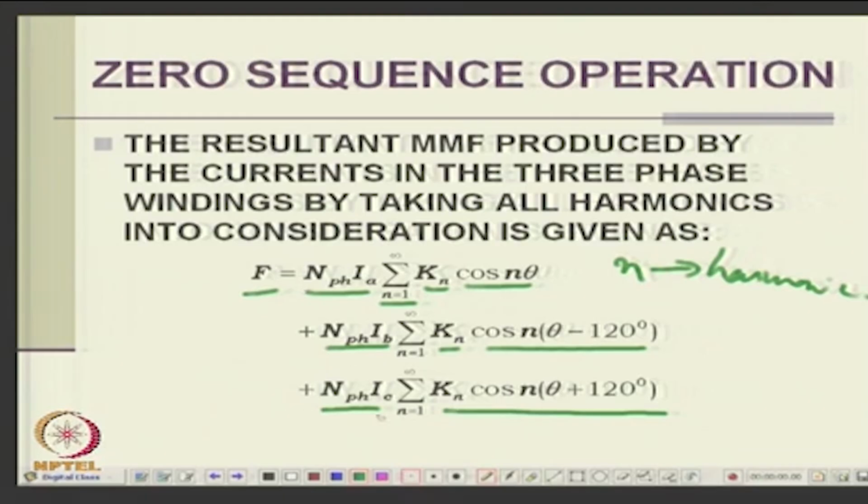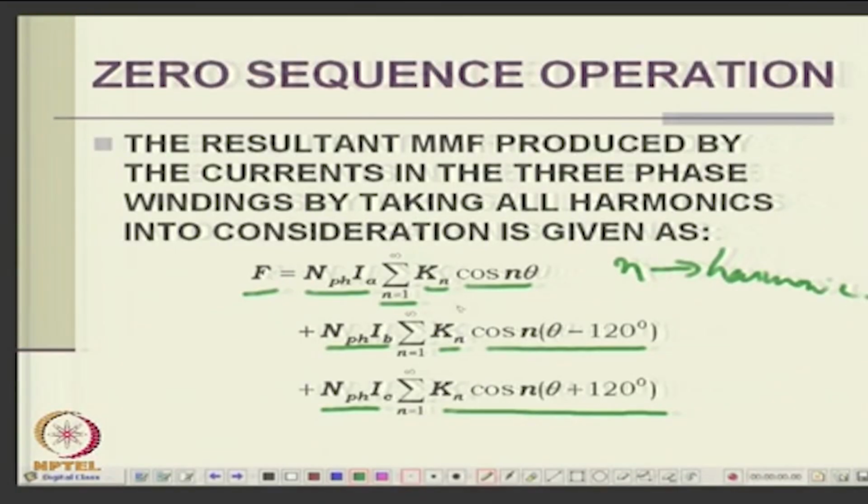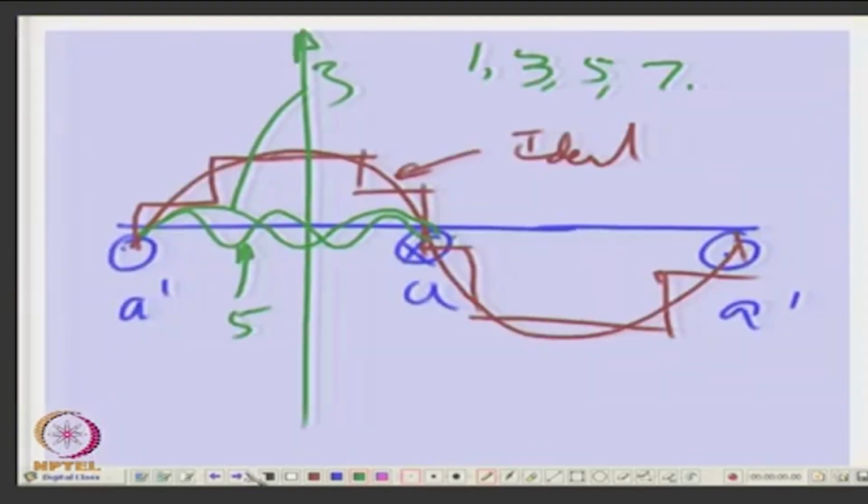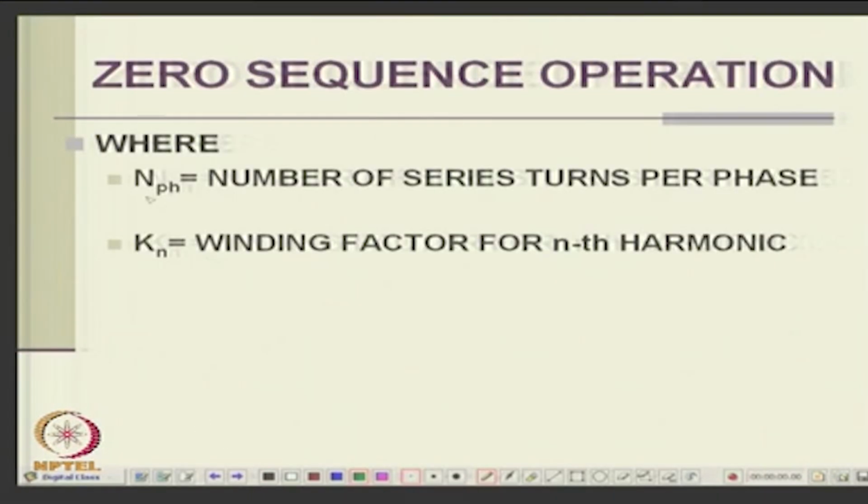Then, when IA, IB, IC are same, if the 3 currents are same, then this term will be same. Then you will have cos n theta minus 120 etc., right. And so, number of turns in series per phase and winding factor for nth harmonic. Kn is the winding factor of nth harmonic, that will not be same as for fundamental.